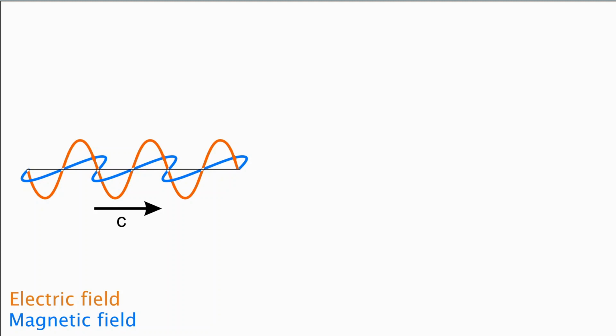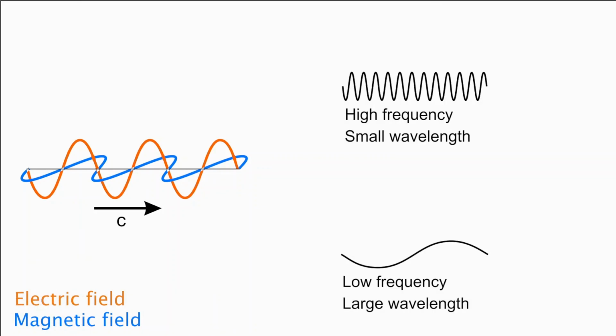What is light? Light is a coupled oscillation of the magnetic and electric field, which is propagating in space at very high speed, at light speed. The frequency of this radiation tells how many oscillations occur in 1 second. And the wavelength of this radiation tells which distance is covered during one oscillation. A high frequency corresponds to a small wavelength, and a low frequency corresponds to a large wavelength.